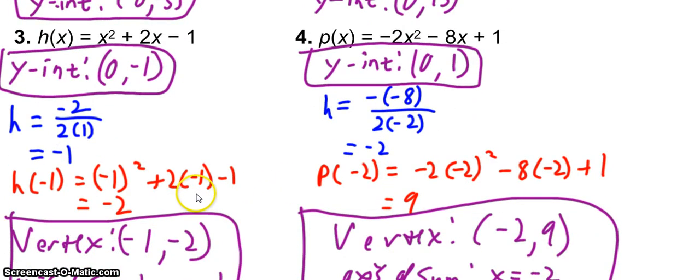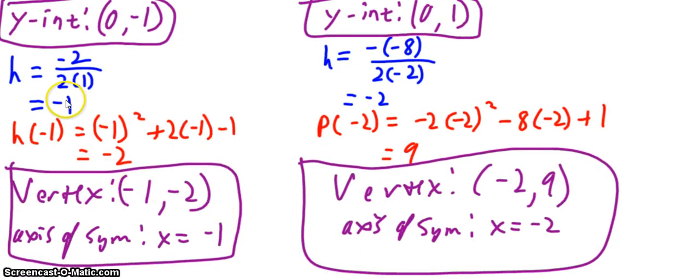To find the k value, I take that h value and I plug it back into the original function wherever there's an x, and I simplify that. So for 3, I got -2, 4, I got 9. Now I know my vertex is the point (-1, -2) for 3, which means my axis of symmetry is x equals -1. And for 4, my vertex is the point (-2, 9), which means my axis of symmetry is x equals -2. Nice work. I knew you could do it.